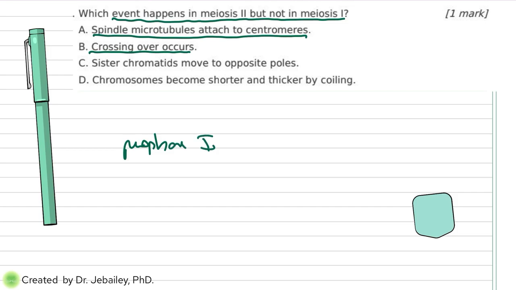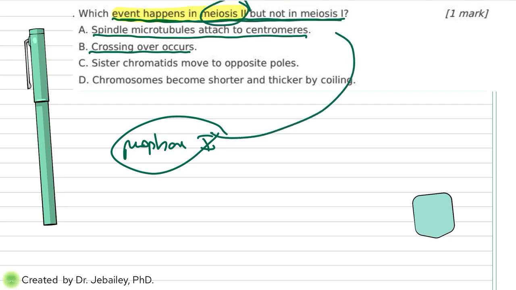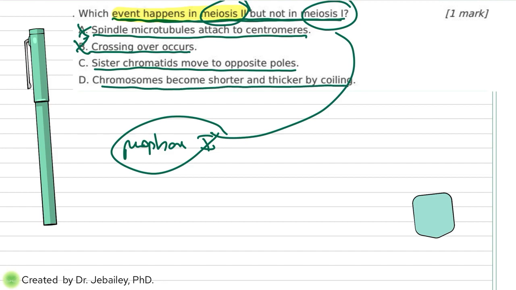So the question says which event happens in meiosis 2 but not in meiosis 1. Many students are going to say, oh, crossover, yes, that's prophase 1. But look at what the question says: which event happens in meiosis 2. The focus is on meiosis 2, and we know prophase 1 happens in meiosis 1, so that's not it. Sister chromatids move to the opposite pole. Chromosomes become shorter and thicker by coiling? That's not it. So why did I choose C?